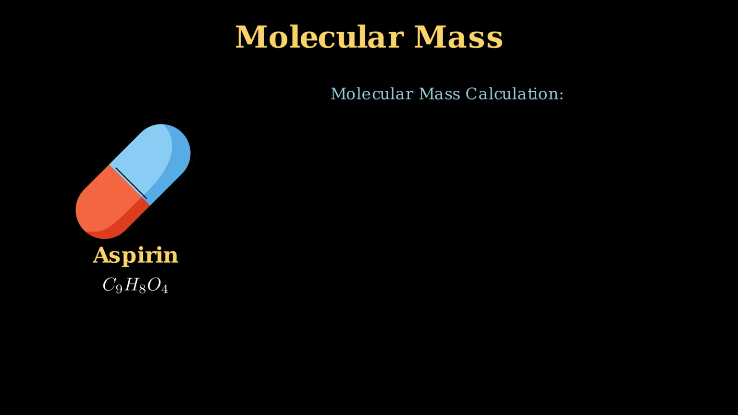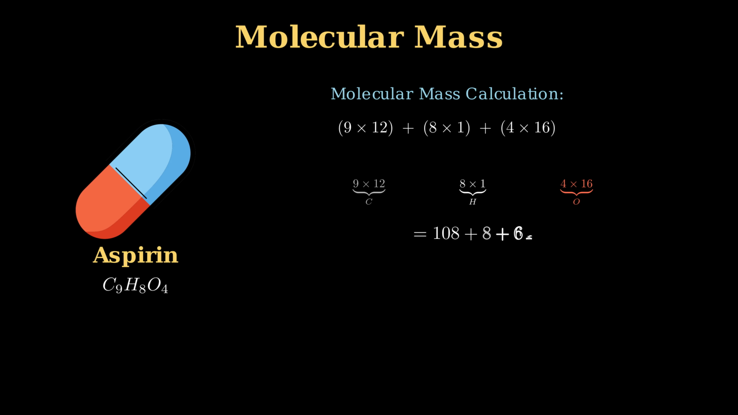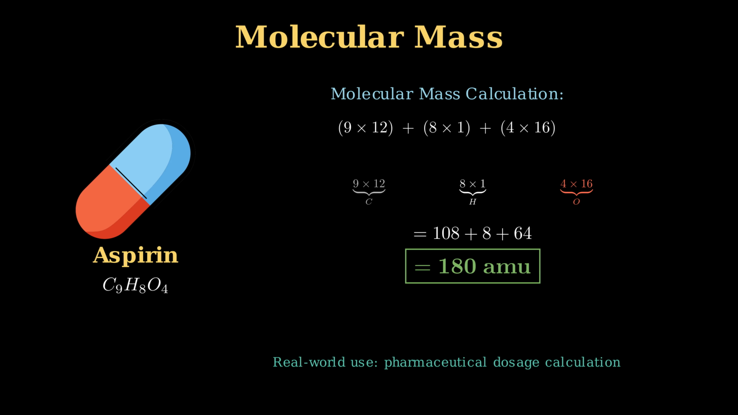Molecular mass calculations are used in the pharmaceutical industry to determine exact dosages. A drug molecule's molecular mass tells chemists how much of it makes 1 mole, crucial for accurate medicine manufacturing.